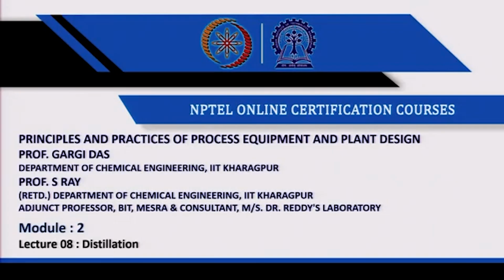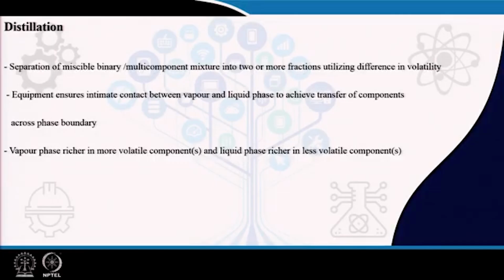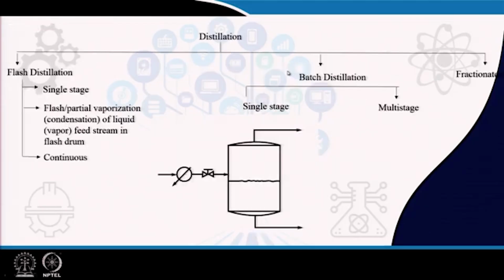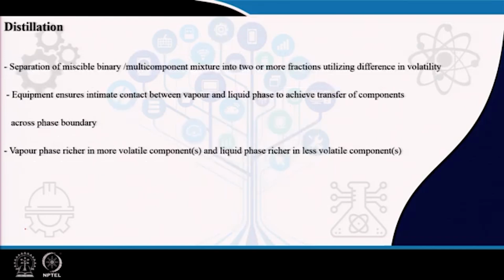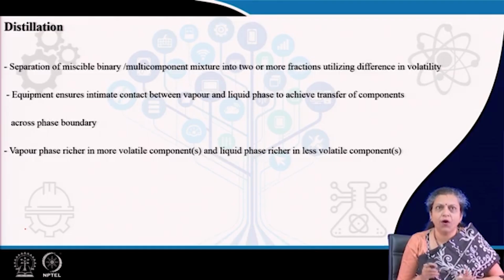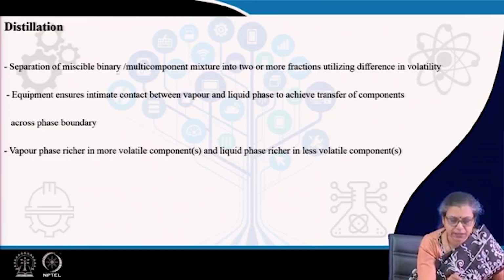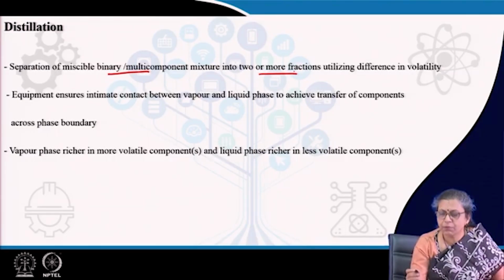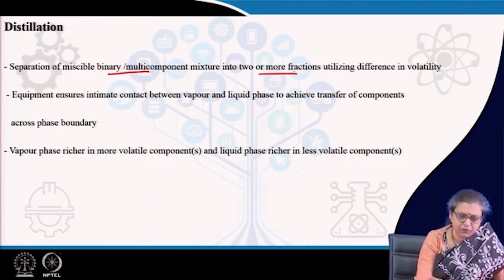Now, as I had already mentioned, distillation is already known to you. This is a process of separating miscible, binary or multi-component mixtures into two or more fractions. It can be two fractions, it can be more than two fractions. So, it is the separation of miscible or multi-component mixtures into two or more fractions by utilizing the difference in their volatility.